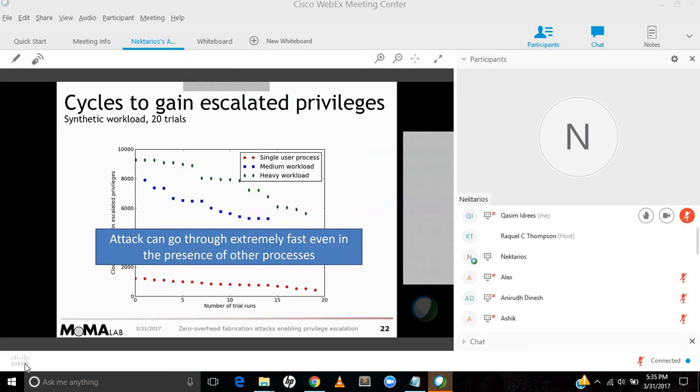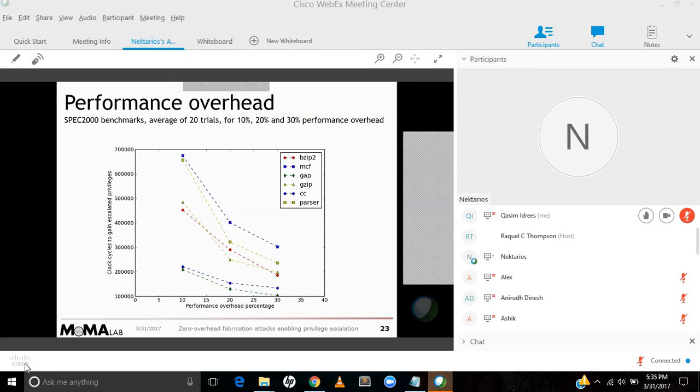So in this context, it is extremely fast, even in presence of other processes. However, you cannot guarantee that you can try only once and you will escalate. And these are some real benchmarks from Spec 2000. In these benchmarks, the number of clock cycles is increased because you don't have the synthetic benchmark I showed you before, but still it's less than 1 million clock cycles.